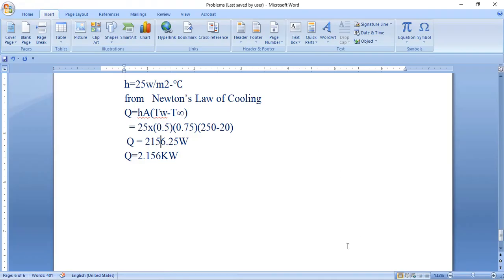See here, to find the heat transfer rate, Q equals 2.156 kilowatt. These are the problems on conduction and convection.